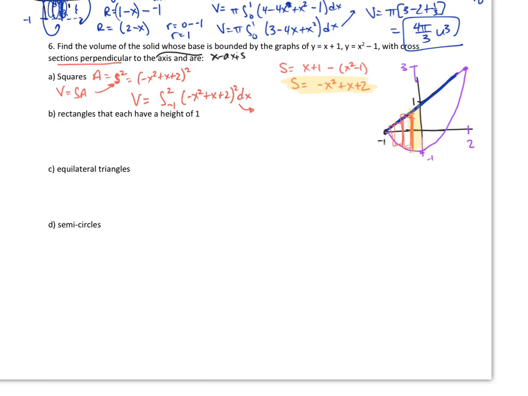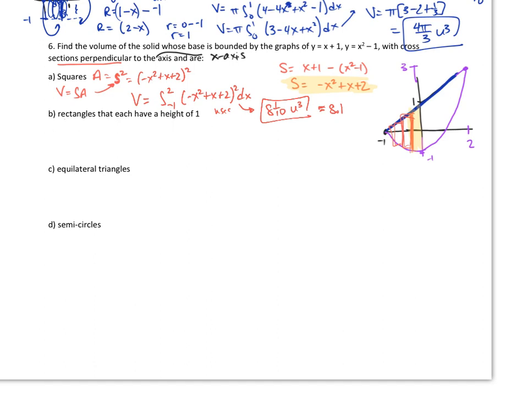You can work this out if you want to go ahead and FOIL it all out, or you can use your calculator at this point. I'm just going to go ahead and do that just to make this a little bit quicker in the video. And this comes out to be 8 1/10, so this will be cubic units. You can write it, if you wanted to, as 8.1. That's fine as well.